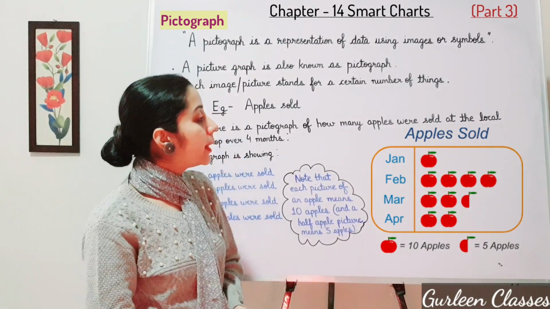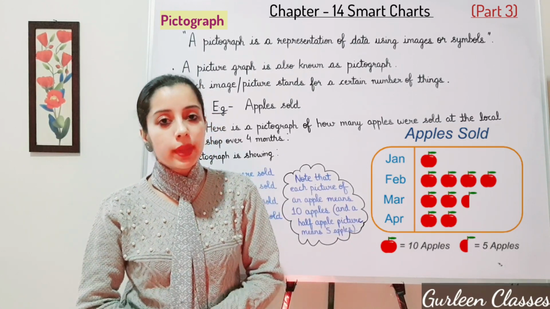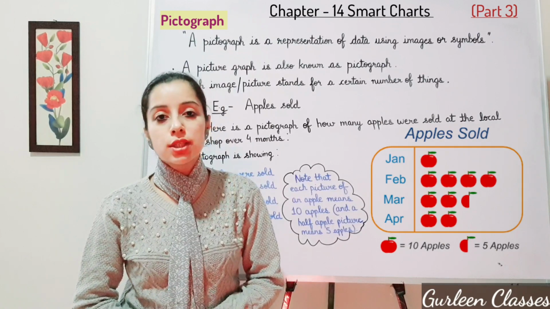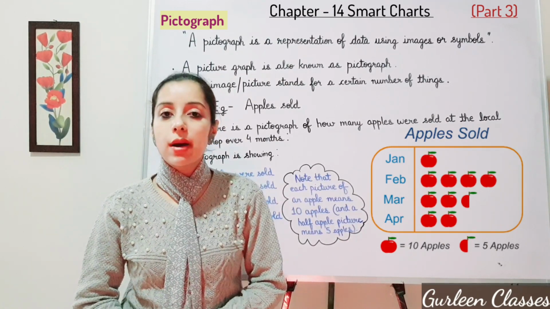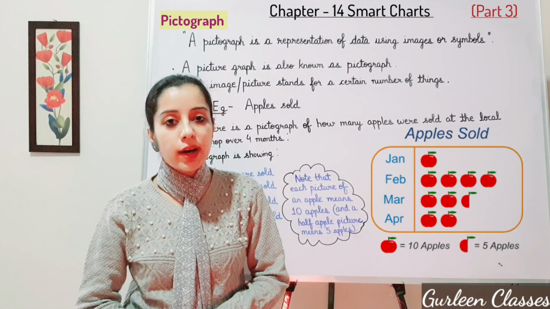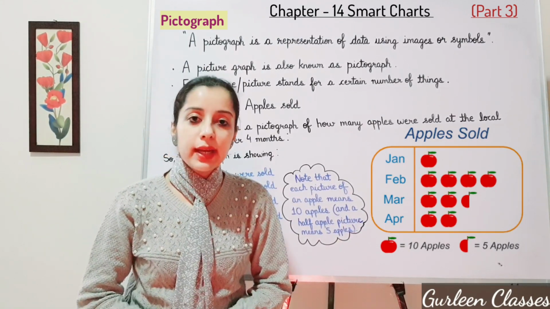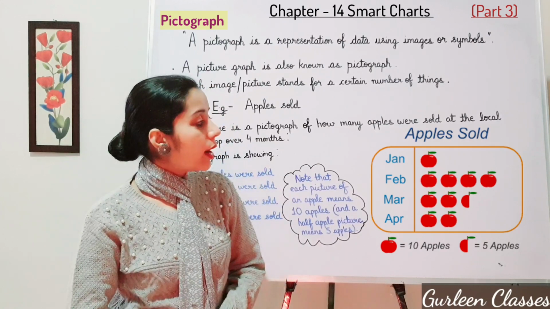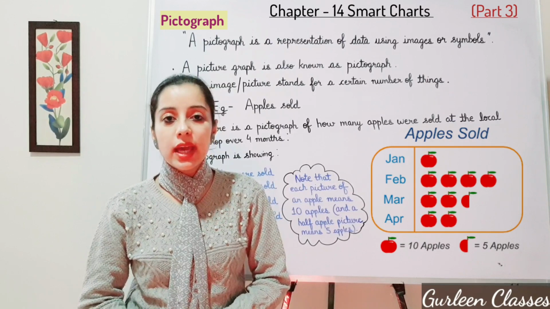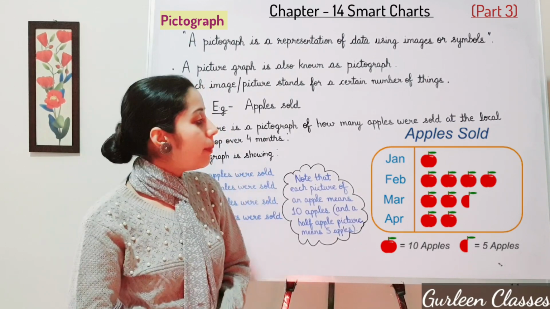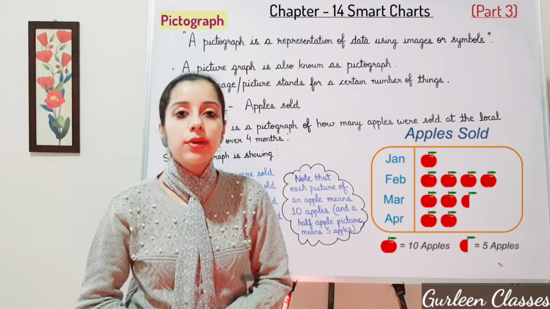So here the pictograph is showing in January 10 apples were sold. In February 40 apples were sold. In March 25 apples were sold. How 25? As there are 2 big apples, that is 10 plus 10, 20, and 1 half apple, that is for 5 apples. So 20 plus 5, 25 apples. And in April 20 apples were sold. So I hope students now you are able to read the pictograph.